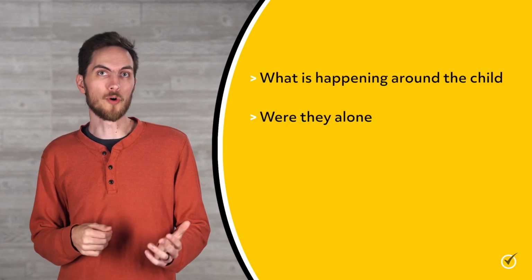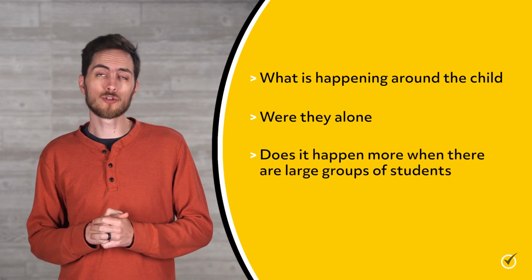For example, were they alone? Or does it happen more when there are large groups of students? Specifically with disabilities such as autism spectrum disorder or obsessive-compulsive disorder, it's just as valuable to look at the circumstances around the child as it is to look at the behavior itself.